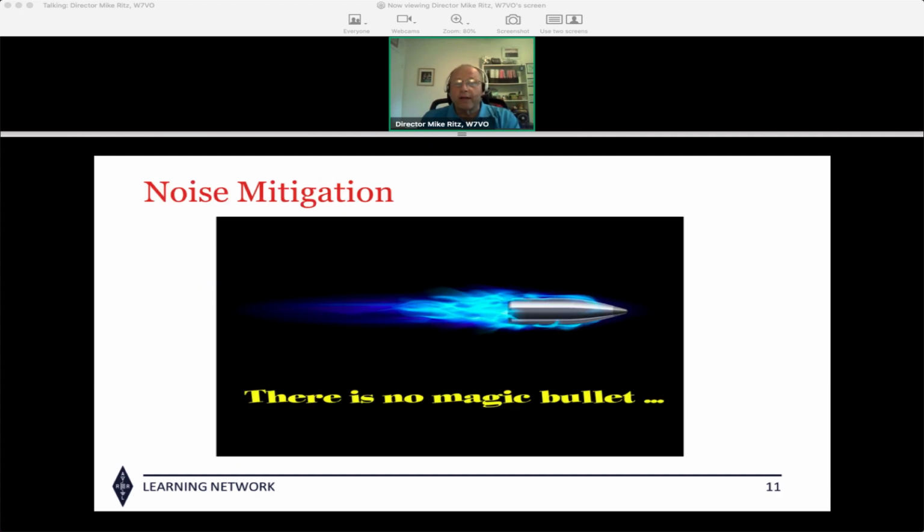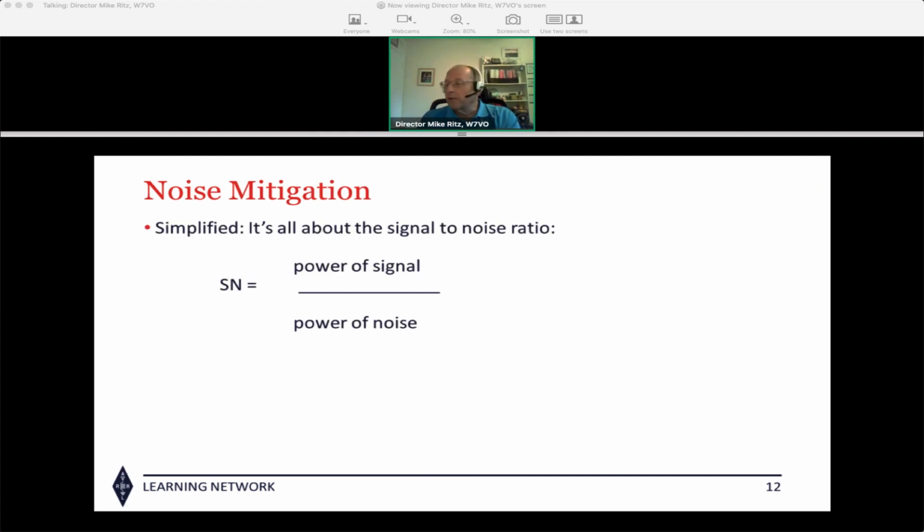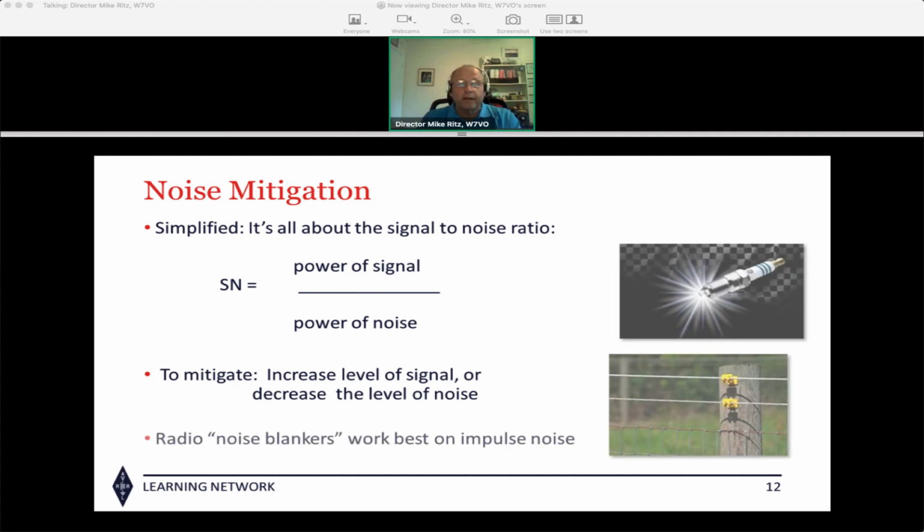However, keep in mind there is no magic bullet, right? Every situation is going to be different. Every noise source is going to be different. And how one attacks it could also be different. To really simplify noise mitigation, it's all about the signal to noise ratio that your receiver hears, right? It's the power of the signal divided by the power of the noise. To mitigate it, you either have to increase the level of the signal or decrease the level of noise. That's really how simple it can be.